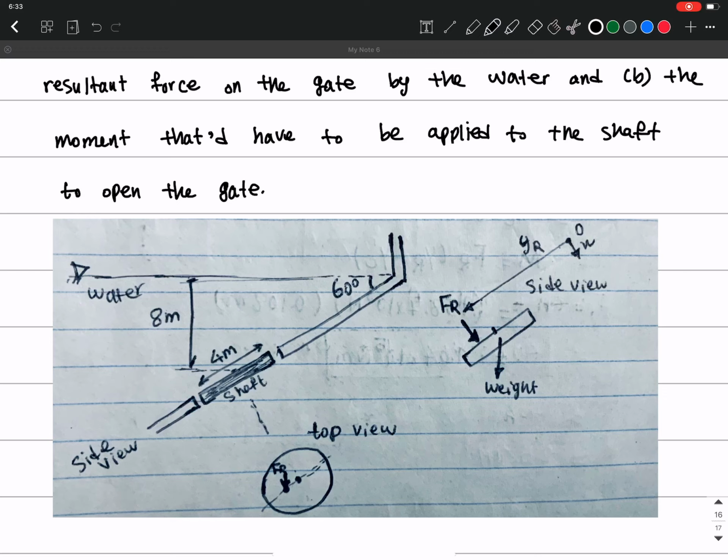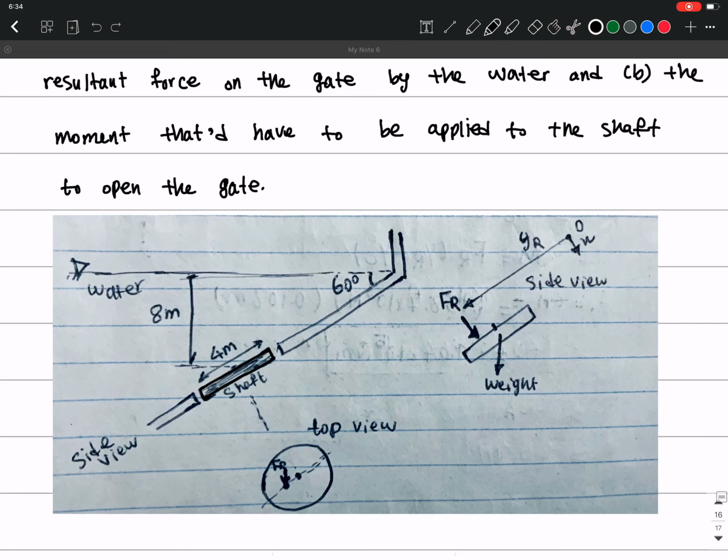We have a shaft here which is located at this location. We have some water on top of that, which is located at this surface. The depth of the water to the center of the shaft is 8 meters, as given in this problem.